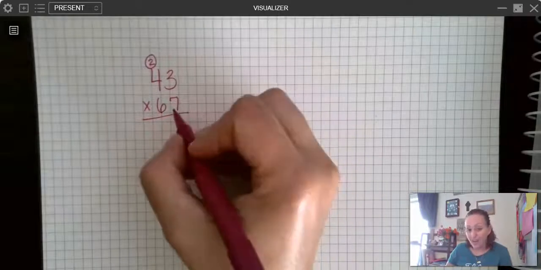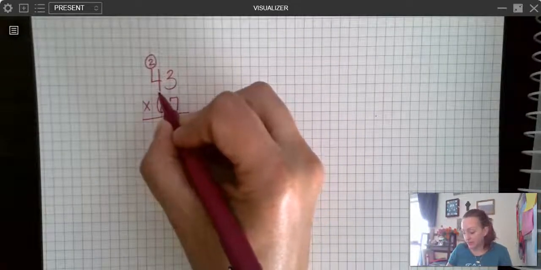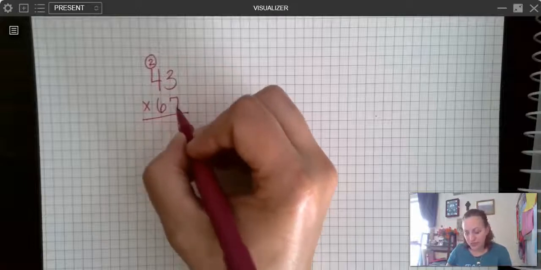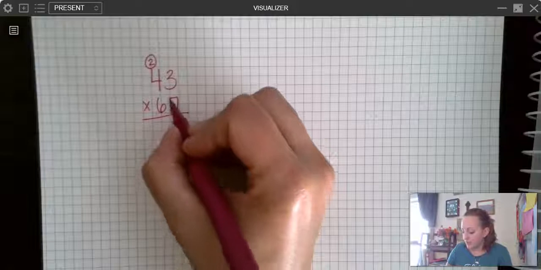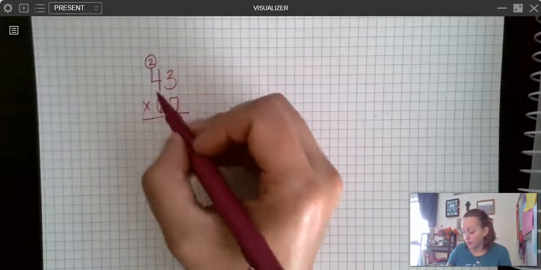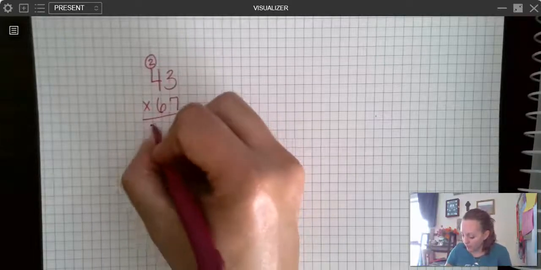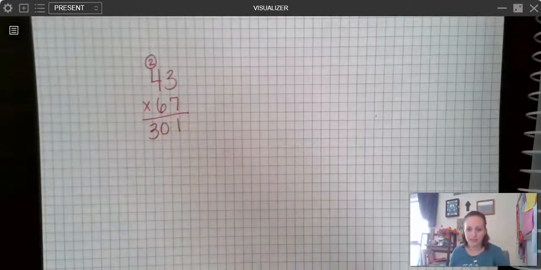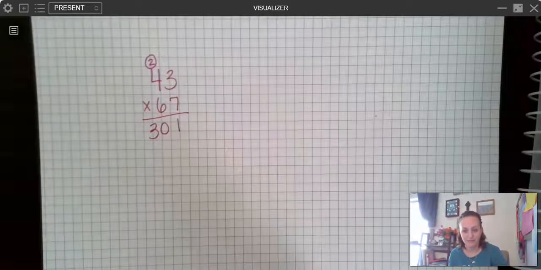Okay. Now I multiply the 7 times the 4. All right, remember that 4 is actually 40. So that's why the answer is going to go over here in the tens place. 7 times 4 is 28. But I have to add in those 2 more. So 7 times 4 is 28 plus 2 equals 30. All right. Now, we're not done because we ignored the 6, right?